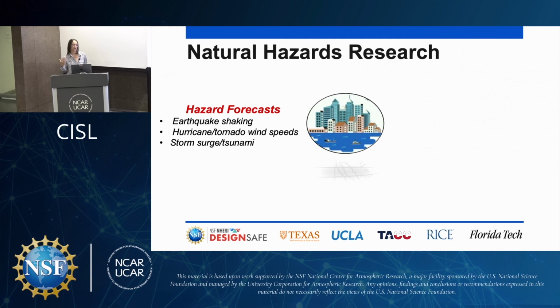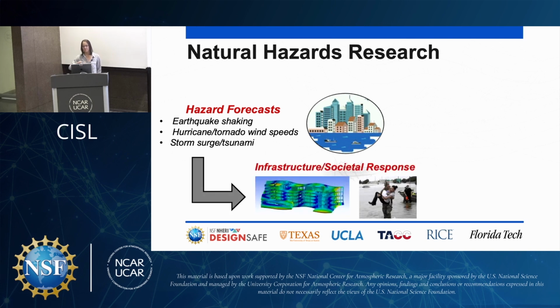if we think about understanding the impacts of natural hazards on the built environment, it always starts with the hazard itself. So whether it's an earthquake, we want to understand the earthquake shaking that's going to happen. If we're talking about a hurricane or a tornado, we need to know those wind speeds, the locations, coastal effects. We, of course, need to know storm surge, tsunami, inundation, et cetera. But then that's going to feed into understanding the response of both the infrastructure and society.